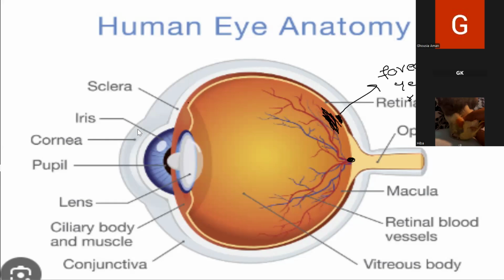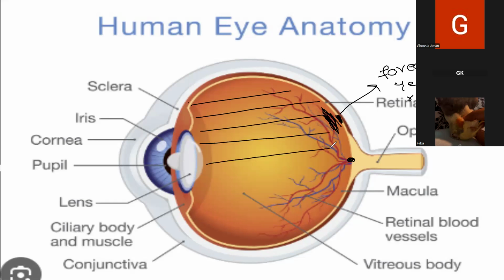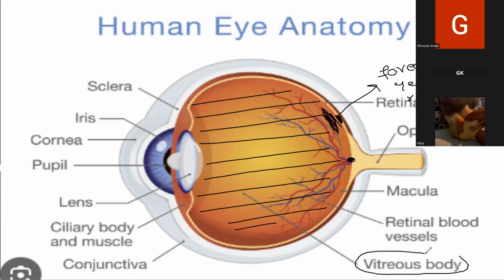Now, this inside part of the eye is not hollow or empty. It is filled with a liquid, which is called vitreous body. So this is the liquid filled inside the eye to keep the eye turgid or rounded. The liquid will keep a pressure on the eye so that our eye can remain in a very firm rounded shape.